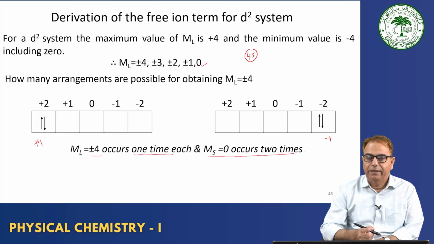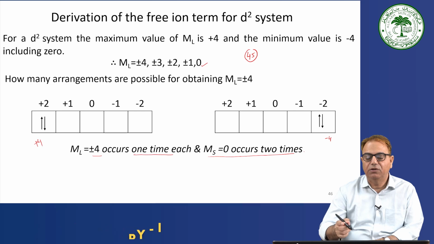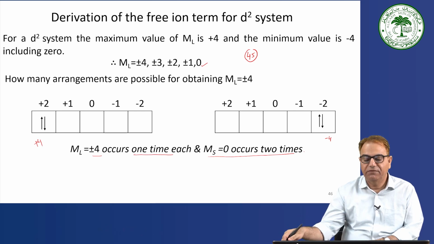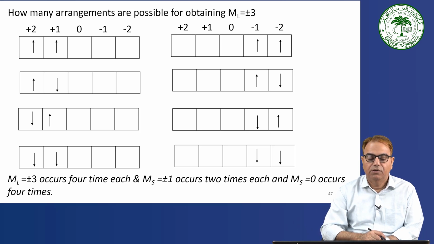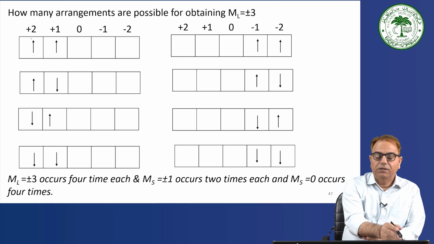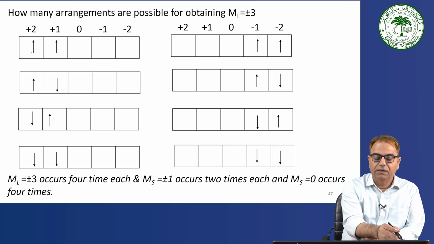In the same way, exactly like this one, we will find ml equal to ±3, ml equal to ±2, ml equal to ±1, and ml equal to 0. What are the ways in which it is present? Look at this one, ml equal to ±3. Now you see, it's all in the plus 2 and plus 1 electron on the left hand side. So only the spin is changing.